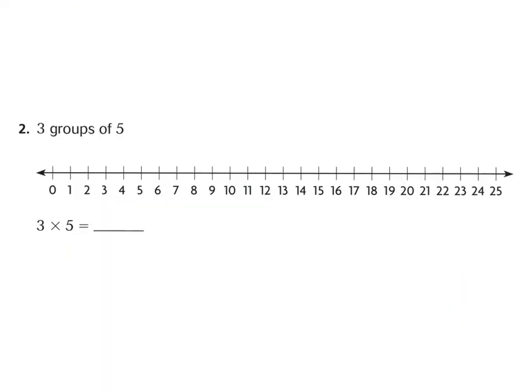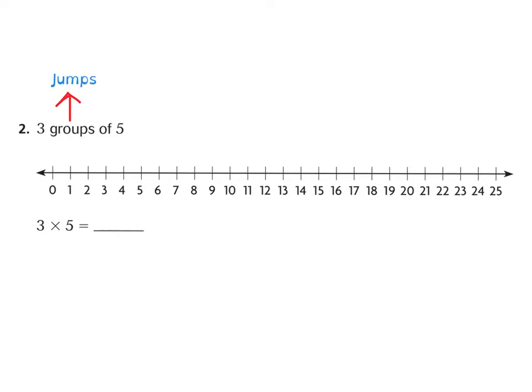Now let's take a look at number 2 on page 53 of your workbook. We will draw jumps on the number line to show equal groups. And the last number we land on should be the product for 3 times 5. When finding 3 groups of 5 on a number line, think of the groups as jumps. So we will be making 3 jumps of 5.